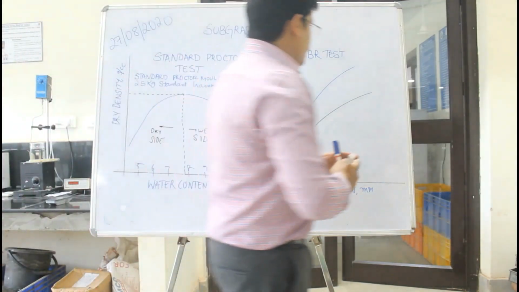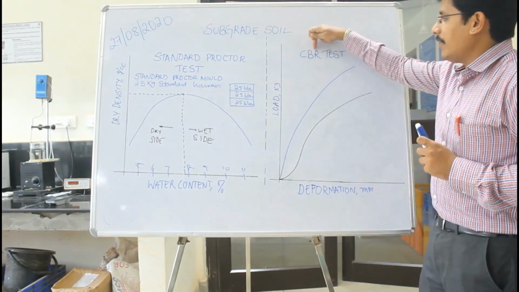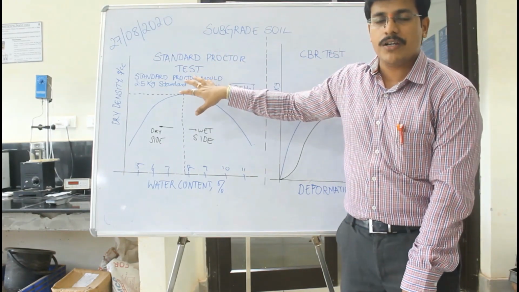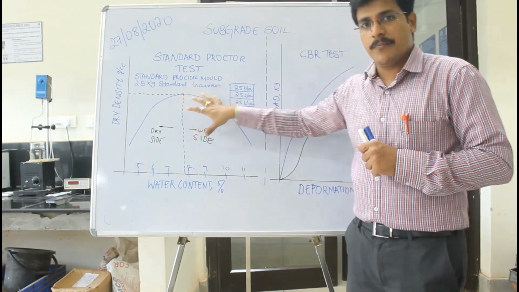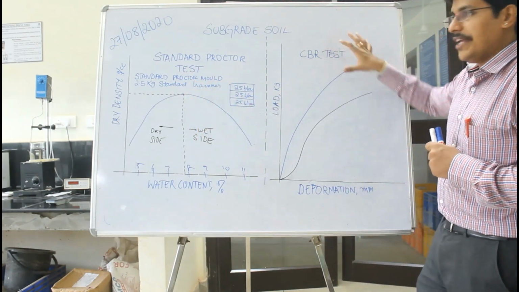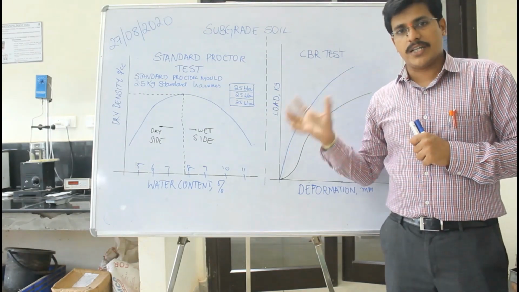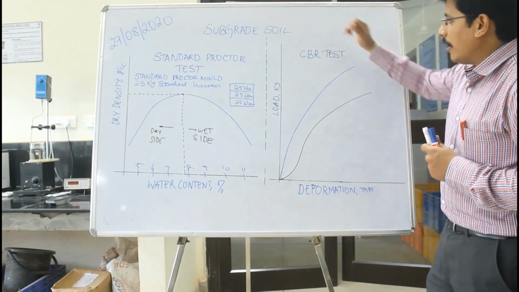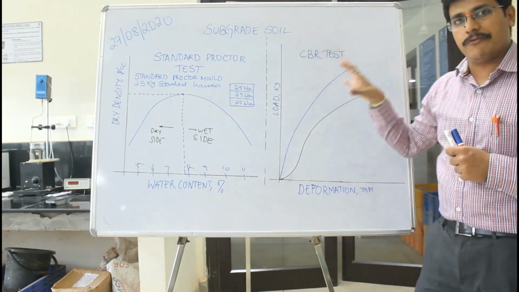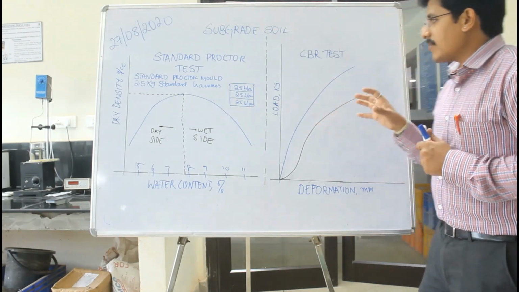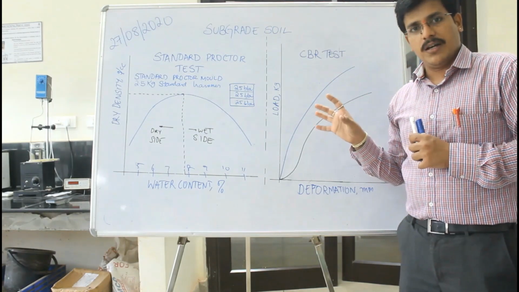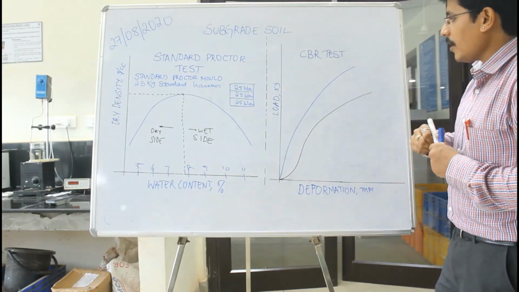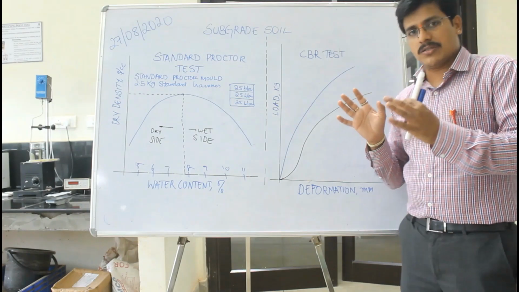The other important test is the California Bearing test. The Proctor test gives you at what density and what OMC you need to compact the soil in the field, but this particular test will indicate the load bearing capacity or the strength of the soil. This California bearing test was developed in California by the US Army. It is the most widely used test in highway agencies to find the soil load bearing capacity. Basically, we have a CBR mold.